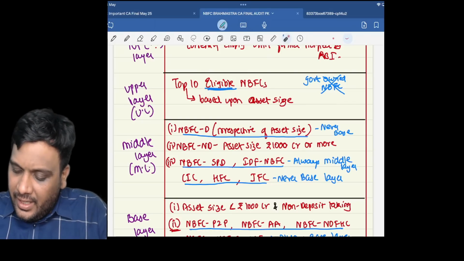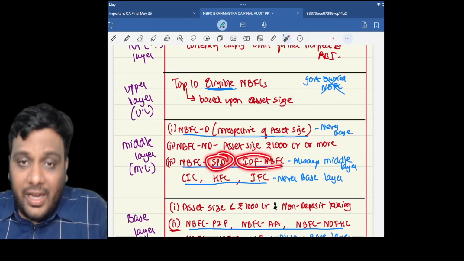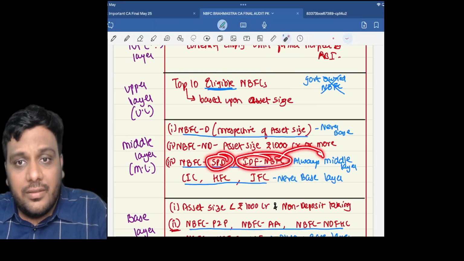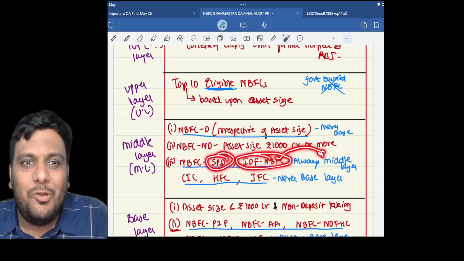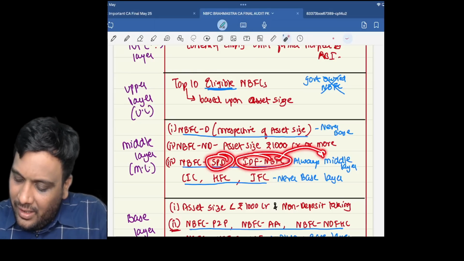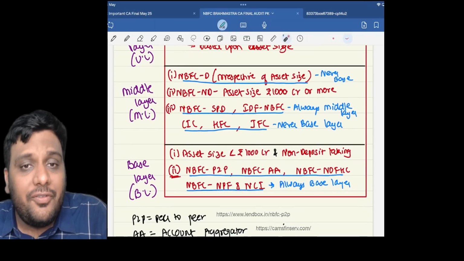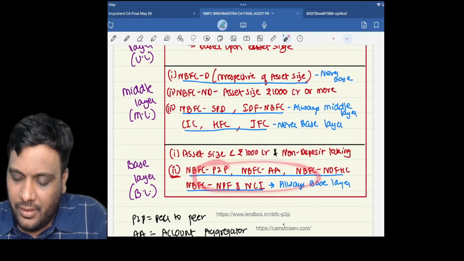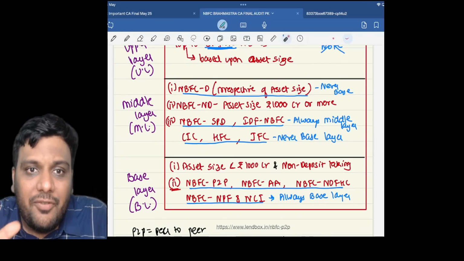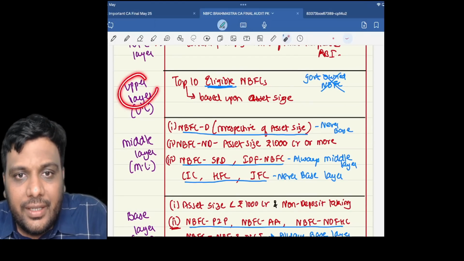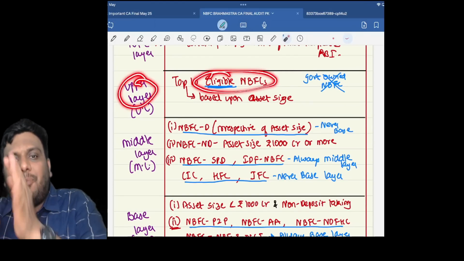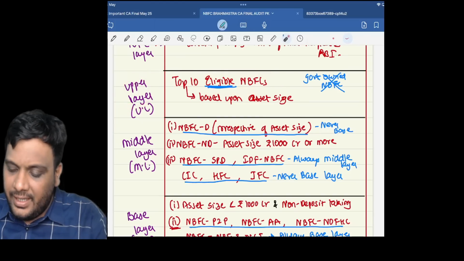Please understand. Standalone primary dealer and IDF NBFC are always in the middle layer. So they are not eligible for the top, even though they are in the top 10 by asset size. Similarly, these are not eligible for the upper layer. Are you getting my point? So when I say upper layer, first of all you need to be an eligible NBFC, and that also, based upon your asset size, you need to be in the top 10.